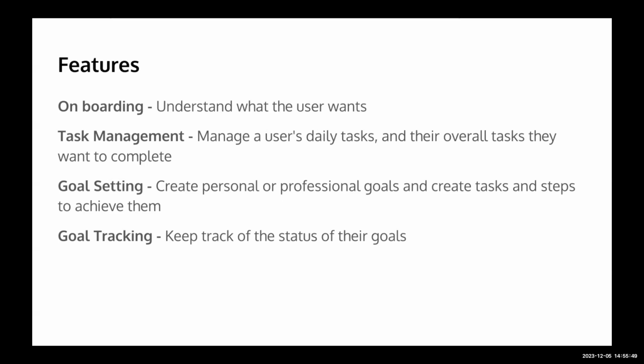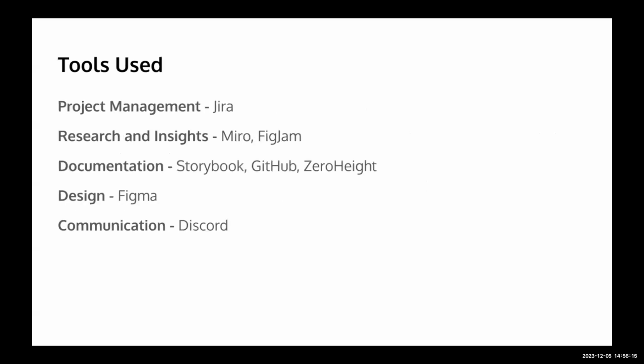And then I want to create a goal setting aspect to see if there's a certain goal a user wants to reach, and how they can reach that through different tasks. So either a professional goal or personal goal, and to see how they're going to take steps to achieve that. And goal tracking is to keep status of how much progress they've made with their goals. So it's important to organize and see what tools are used for this project.